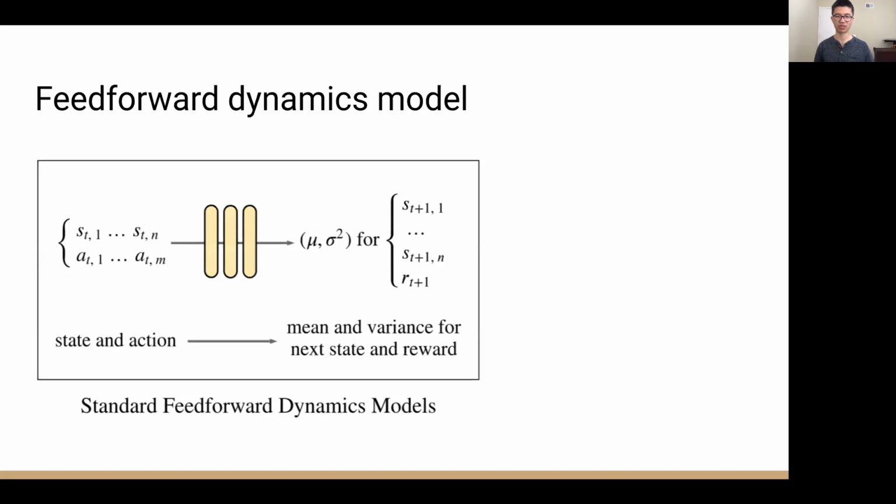So the standard approach for training these feed-forward models is to take in the current state and action, feed it through a few fully connected layers, and then output a multivariate Gaussian, which parameterizes the next state and reward. So we predict the mean and the standard deviation for each state dimension. In this setup, each of the state dimensions is conditionally independent of each other given the input.